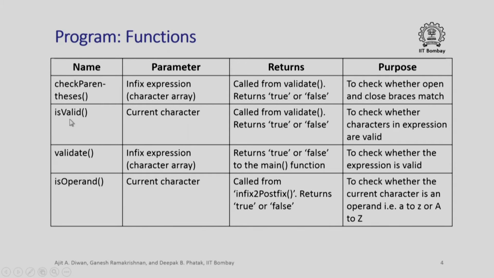Is valid is another function. The parameter is the current character. Now, the current character is valid only if it is either an operator or an operand. Note that for this example, we have presumed that all our operands are single letter operands, small a, b, c up to z or capital A, B, C up to Z. This is of course a simplification, but for the current purposes this is sufficient to check whether the character is valid or not using this.